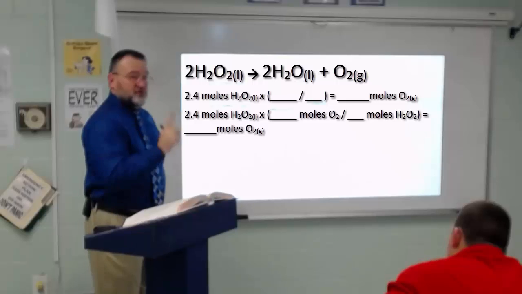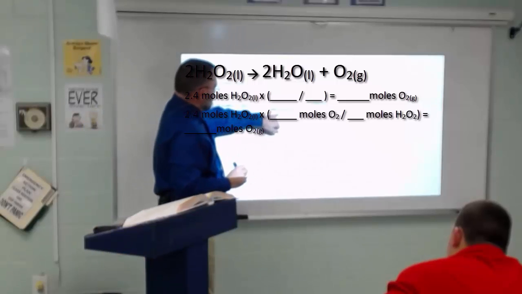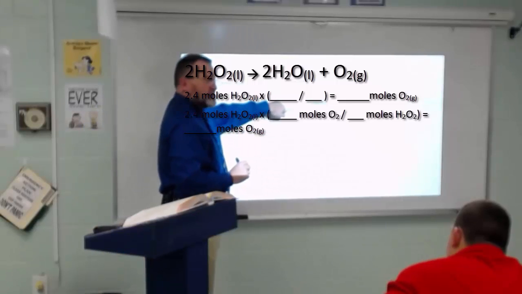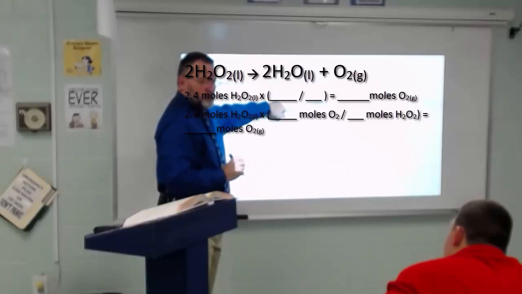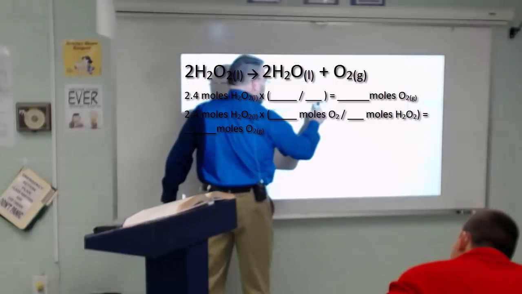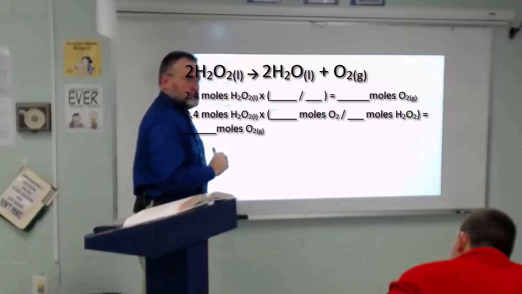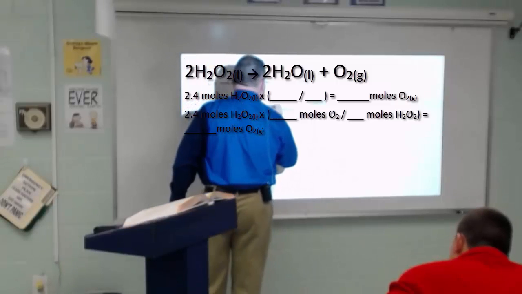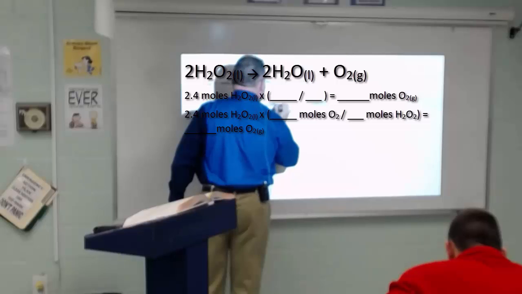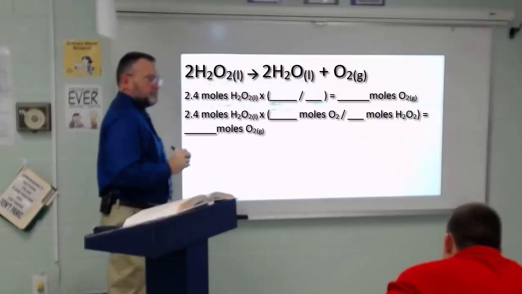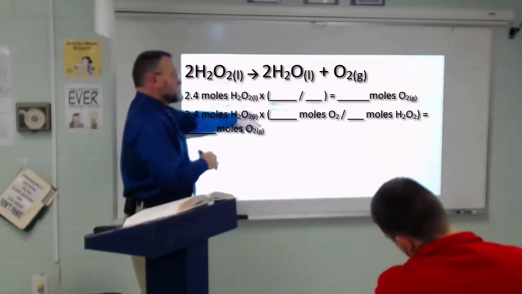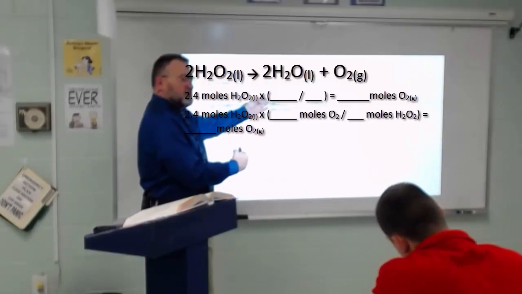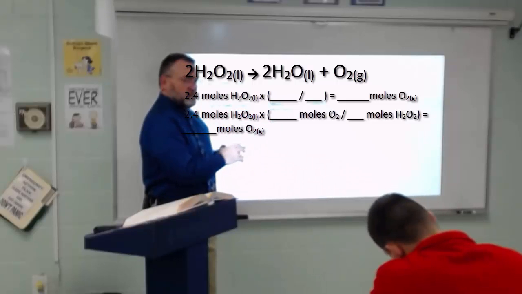Now, a true statement. I got to relate moles of H2O2. What do I need in the numerator? Does everybody see that I need moles of O2 in the numerator? I need moles of O2 because I need to end with moles of O2. So my setup, moles of H2O2 times something that relates moles of O2 to moles of H2O2.